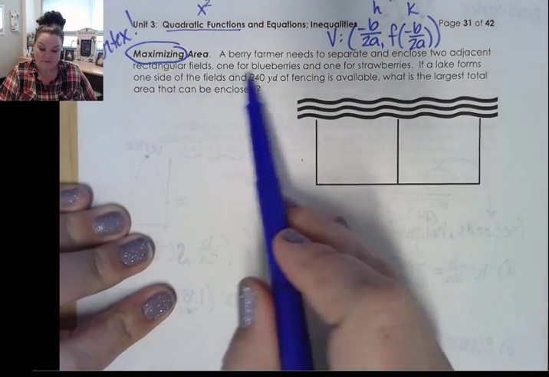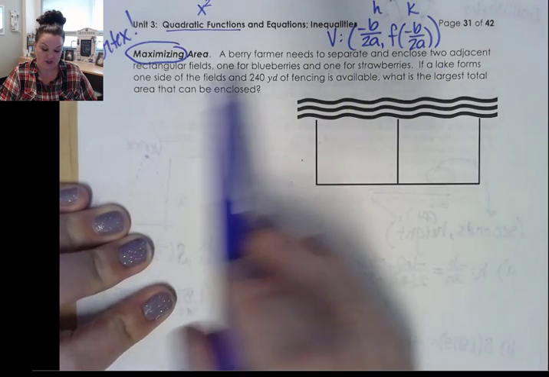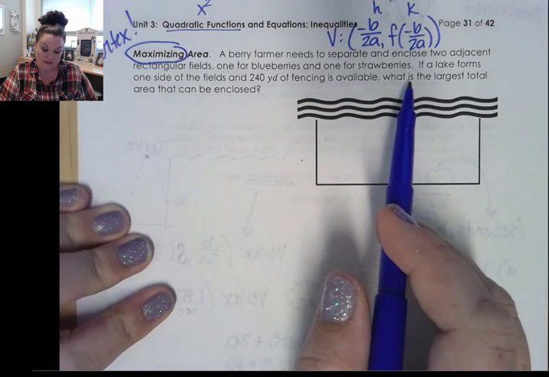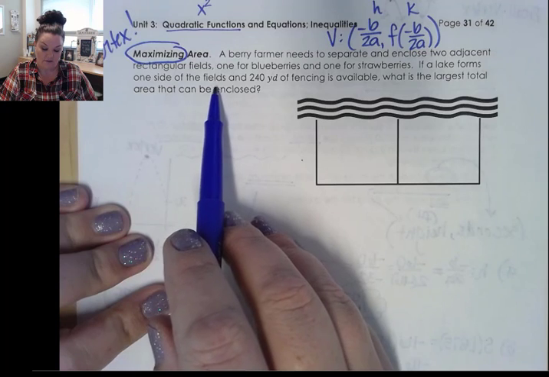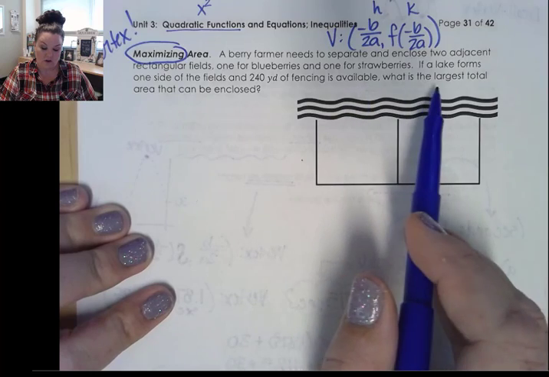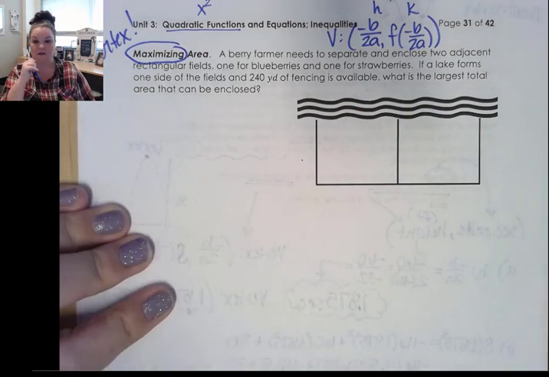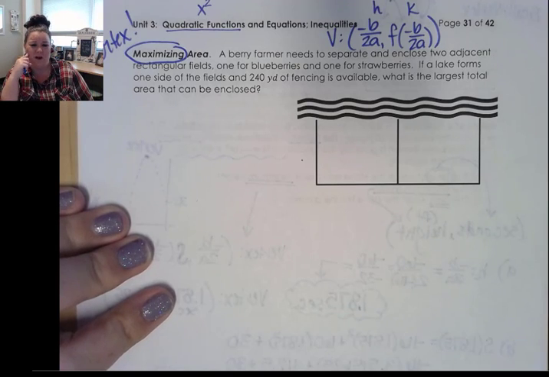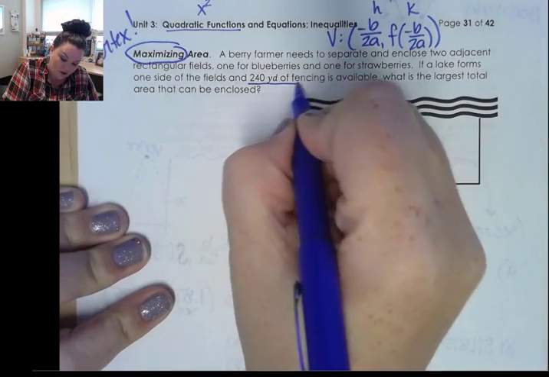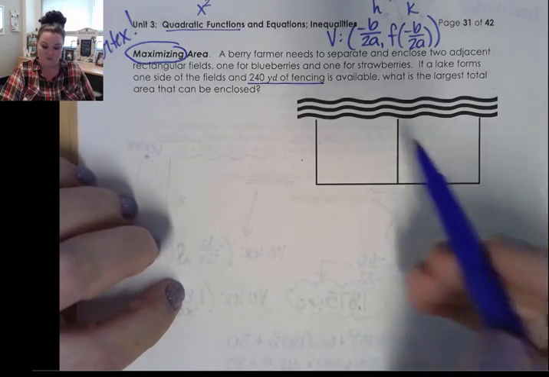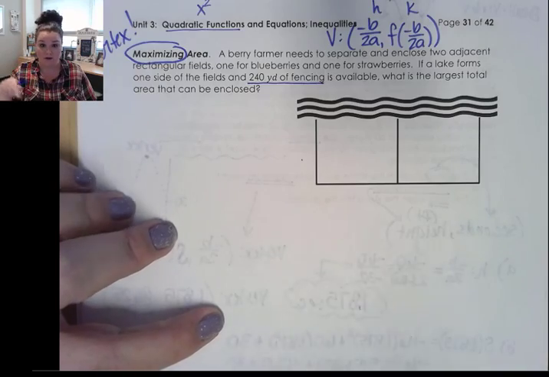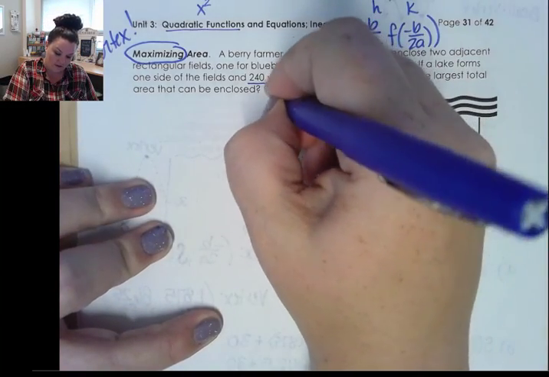It says, a berry farmer needs to separate and enclose 2 adjacent rectangular fields, one for blueberries and one for strawberries. If a lake forms one side of the fields and 240 yards of fencing is available, what is the largest total area that can be enclosed? Okay, so I see 2 words that are not related. I see 240 yards of fencing, right? Fencing is what I would use to make these fields, to fence them in, the outer perimeter of them. So this has to deal with perimeter.